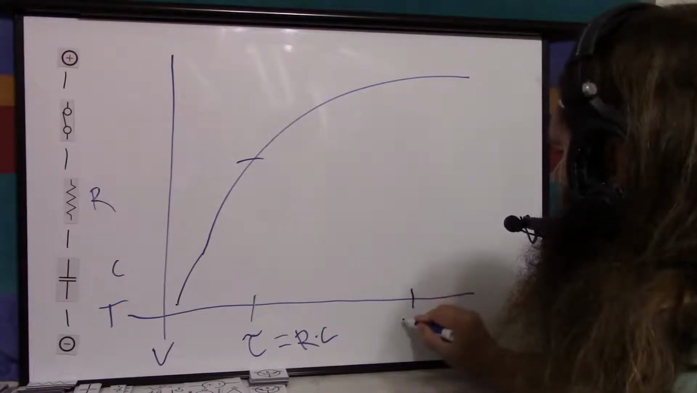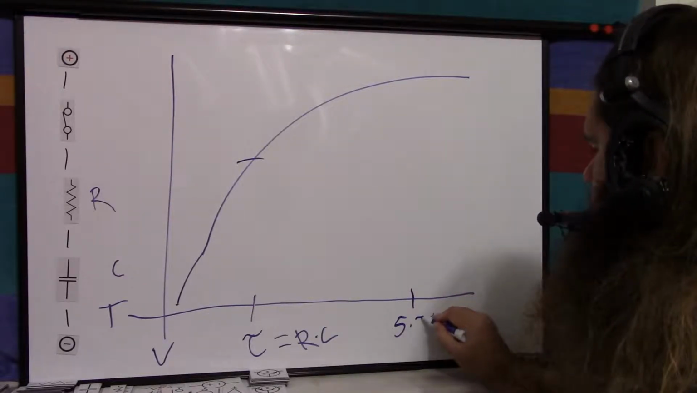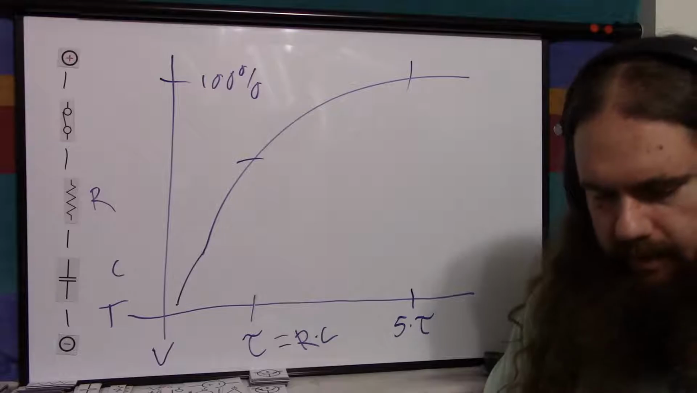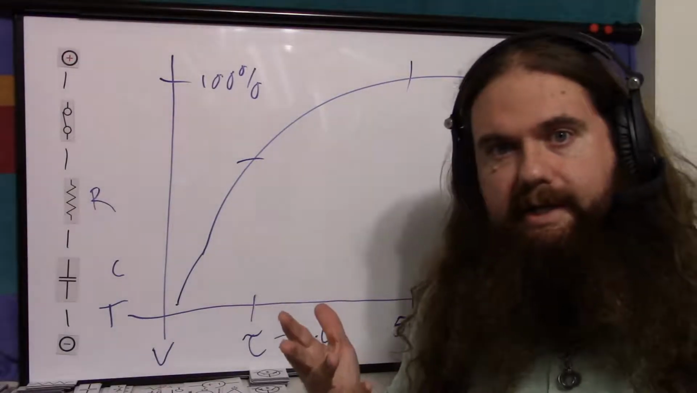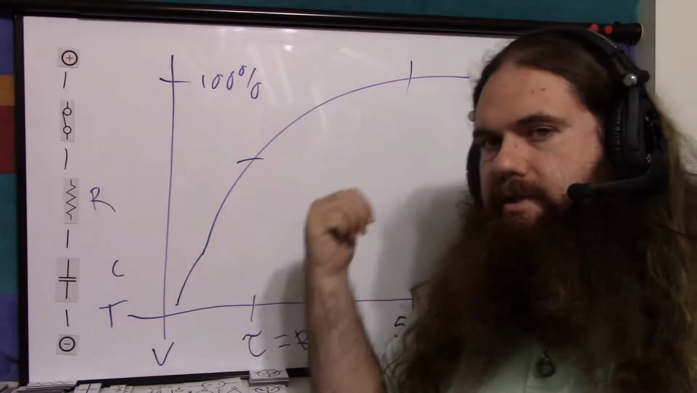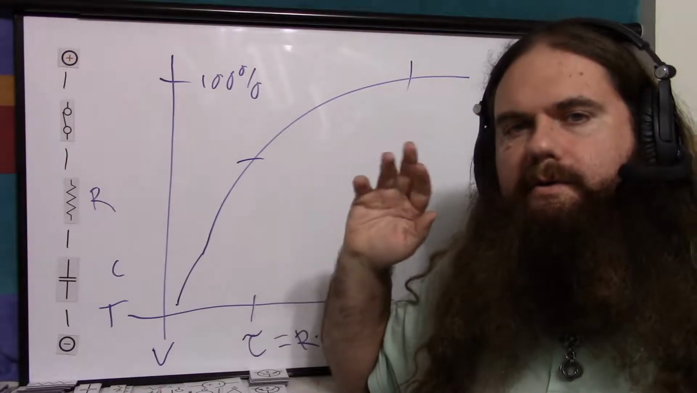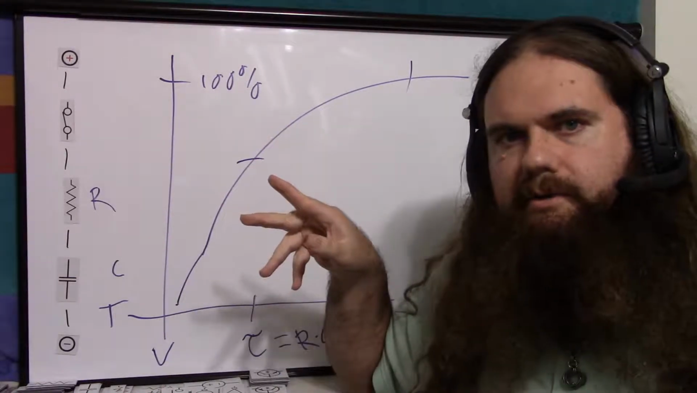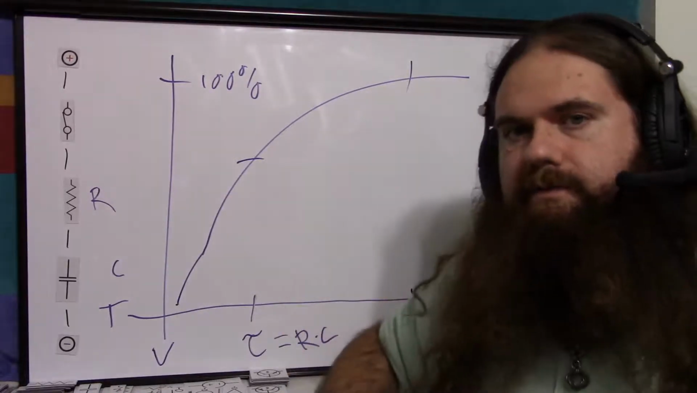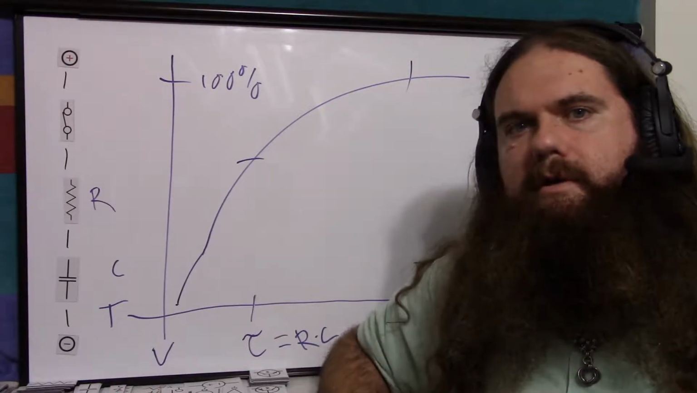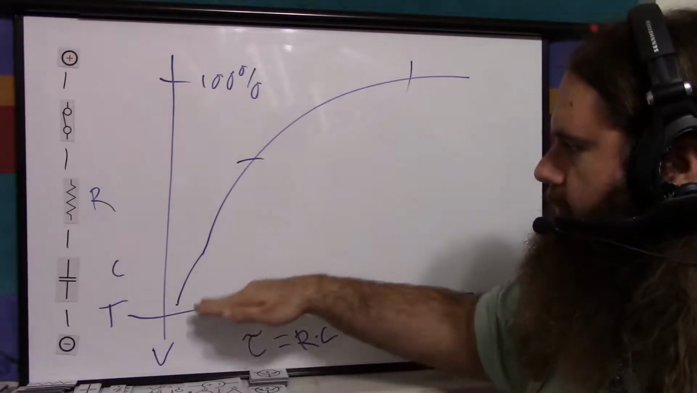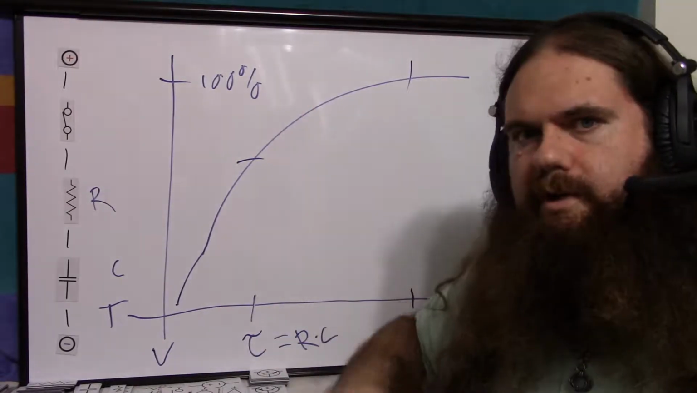And 5 tau, 5 times tau, we say is 100. It's of course not. Nothing's ever perfect. We're rounding again. Surprise, surprise. But 5 time constants, 5 of those tau, is widely accepted by the entire electronics community to be close enough to 100% that we say, okay, it's charged. 5 tau is the fully charged from 0 to close enough to 100%.